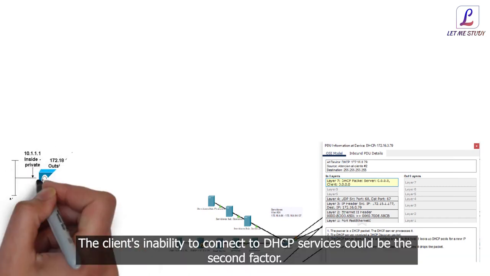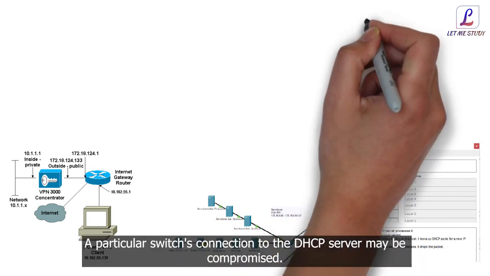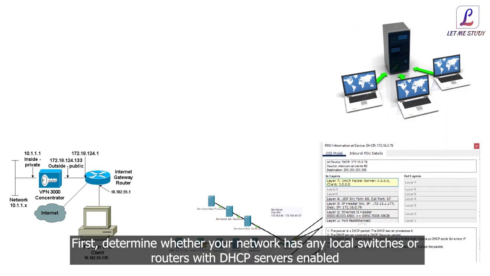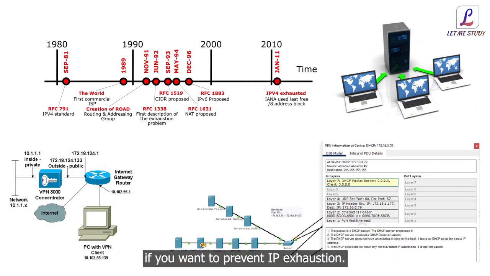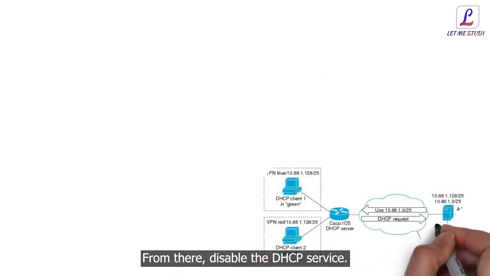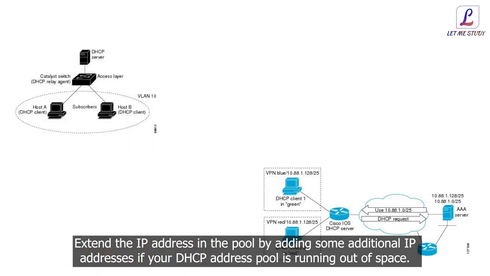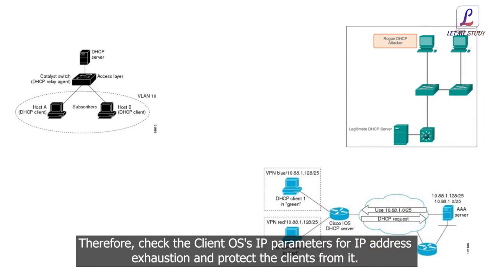The client's inability to connect to DHCP services could be the second factor. A particular switch's connection to the DHCP server may be compromised. First, determine whether your network has any local switches or routers with DHCP servers enabled if you want to prevent IP exhaustion. From there, disable the DHCP service. Extend the IP address pool by adding some additional IP addresses if your DHCP address pool is running out of space. Therefore, check the client OS's IP parameters for IP address exhaustion and protect the clients from it.